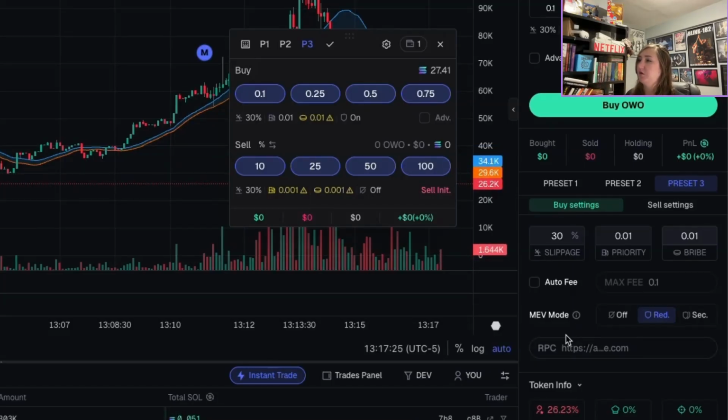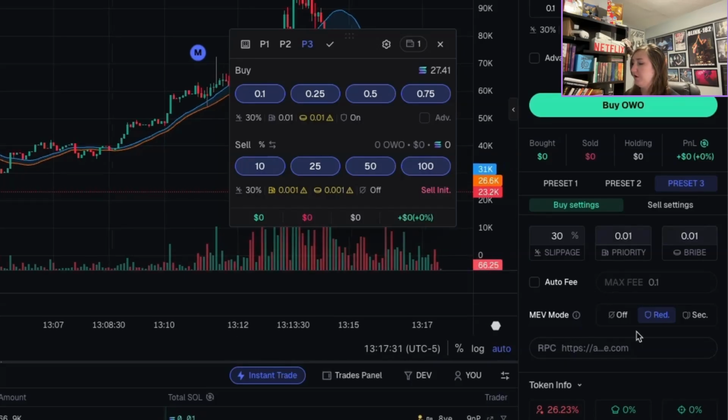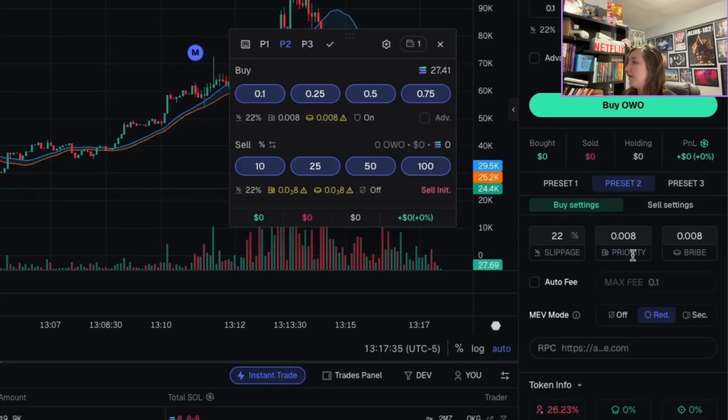I thought I'd start out with the 0.1 since I know a lot of people start out around that range, and then we can move to the 1 SOL and just reduce down the decimals. So that is how you would set up your slippage and your priority and bribe fees.